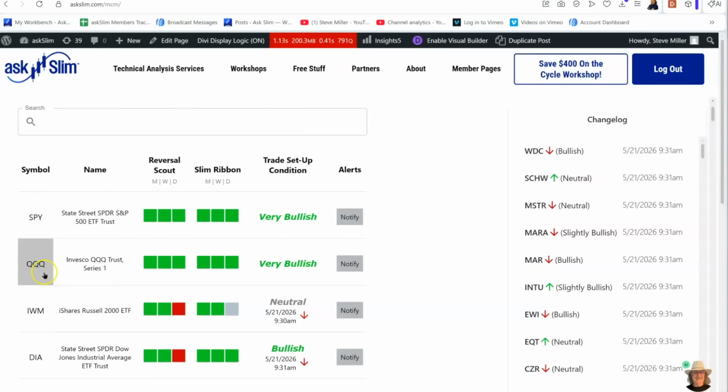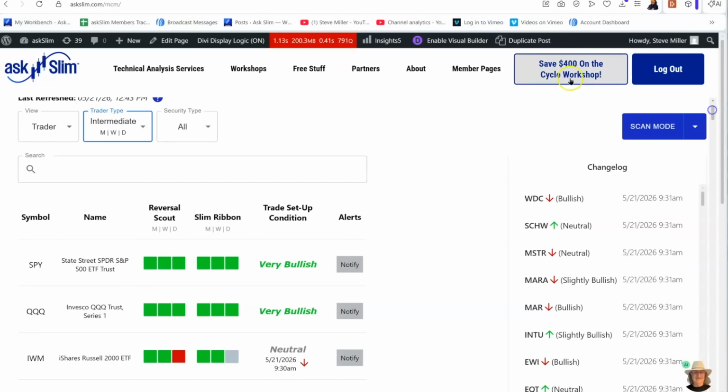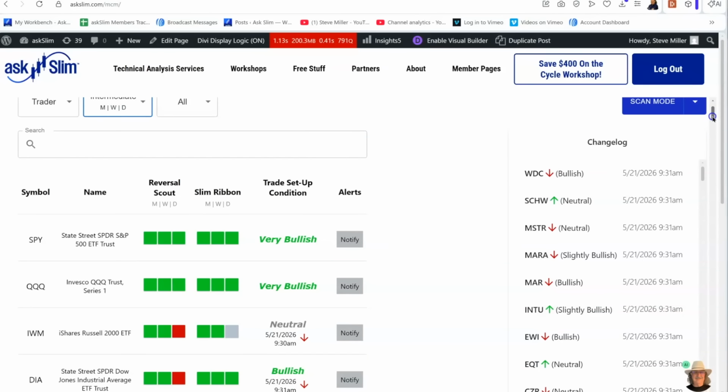And this is the 4 indexes right there. And you can see on the intermediate pattern, that's what we're looking at right there. Intermediate right there is what we're set up. What we have are conditions that are very bullish except for the NASDAQ. I'm sorry, the Russell. The Russell has downticked now to neutral.